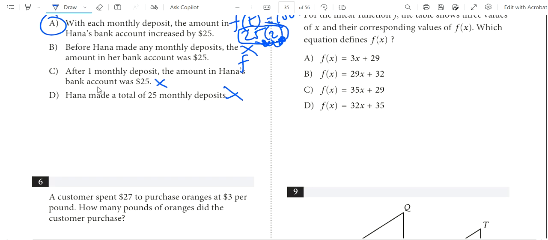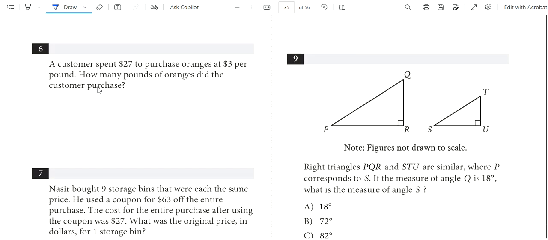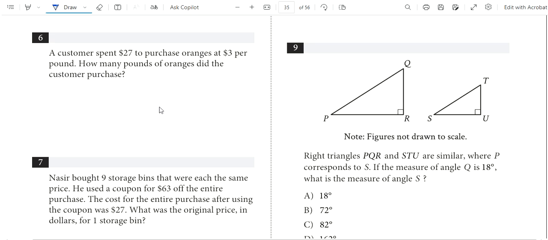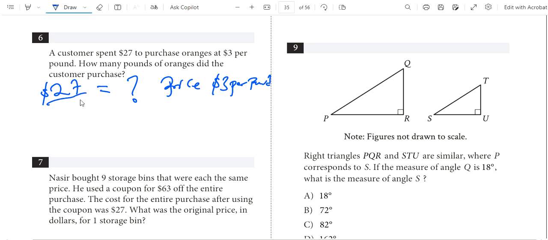Now let's go on to the next question. Question 6. It says a customer spent $27 to purchase oranges at $3 per pound. So we've got $27 to purchase a certain number of oranges. We don't know how many, but we know the price is $3 per pound. Now, how many pounds of oranges did the customer purchase? It's really easy. All you need to do is just divide this by 3, and we get 9 pounds.